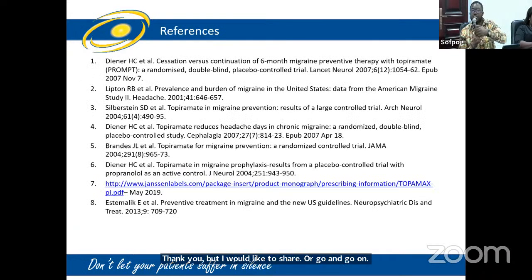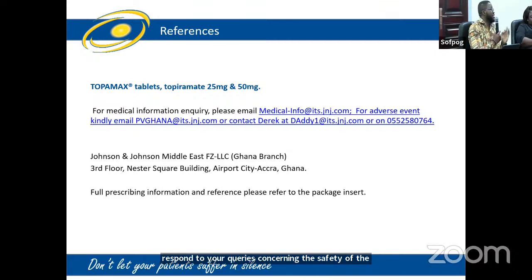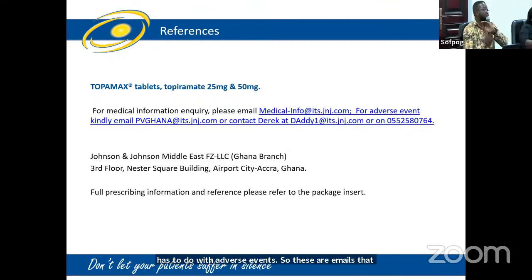These are the references that we used. But most importantly, with Johnson & Johnson, we are very concerned with safety and feedback from clinicians. So we have an entire safety team that would respond to your queries concerning the safety of the medications, including product quality concerns and anything that has to do with adverse events. These are the emails and phone numbers that you can reach us on. Or even if you know any Johnson & Johnson employee, you can reach out to them and report the concerns you have about any of our medications, not just Topamax. If you have any concerns, kindly reach out to these emails and phone numbers.